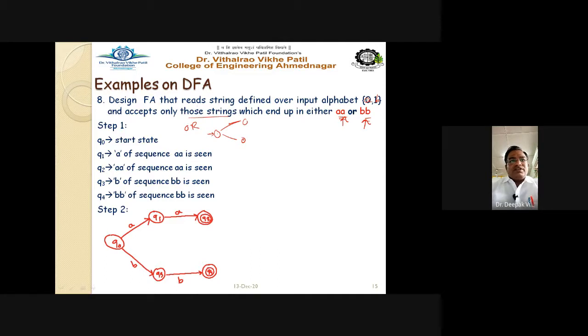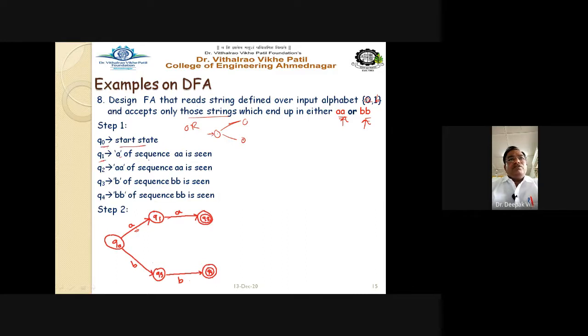So first I'll draw here Q0 on a goes to Q1, Q1 on a goes to Q2, Q0 on b goes to Q3, and Q3 on b goes to Q4. That is nothing but aa and bb. This first step is clear. Q0 is the start state.